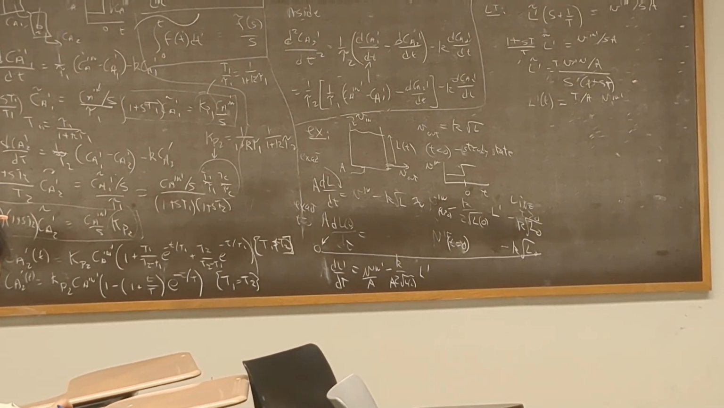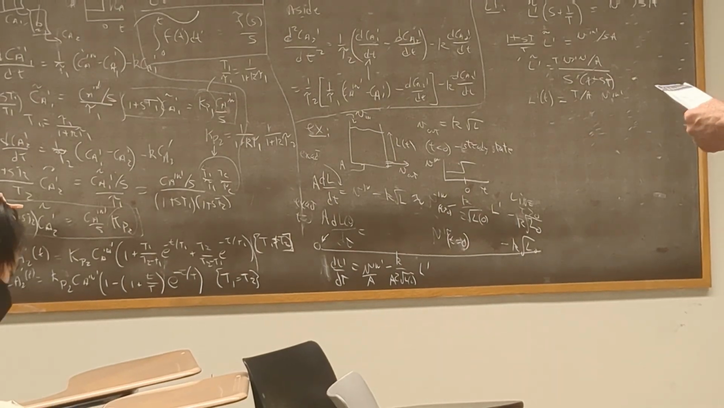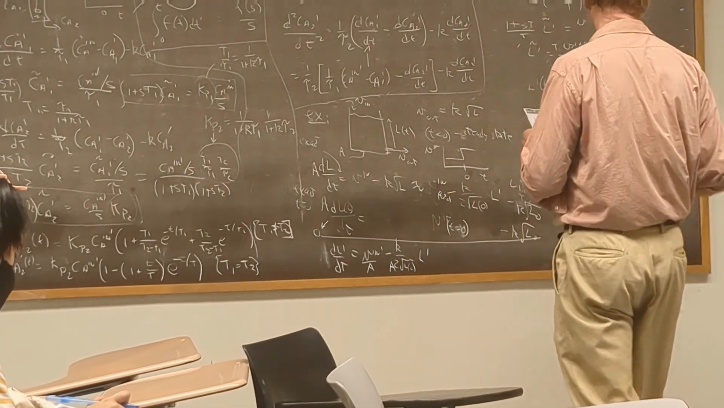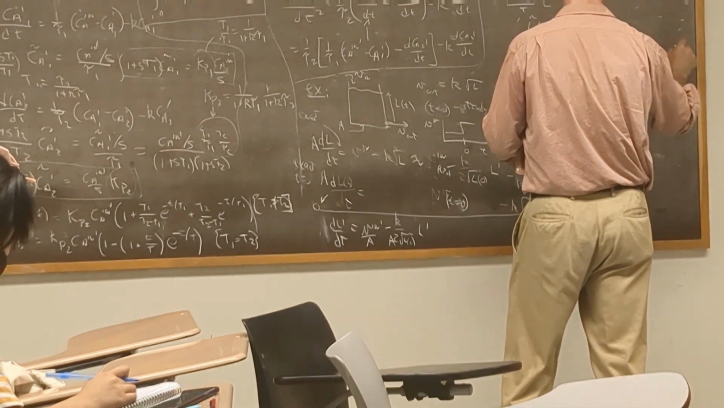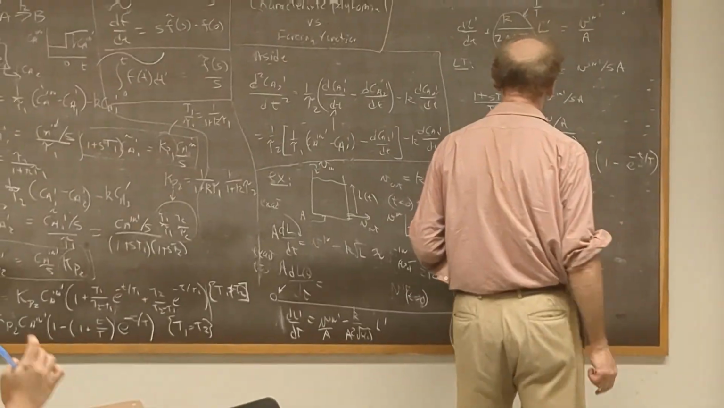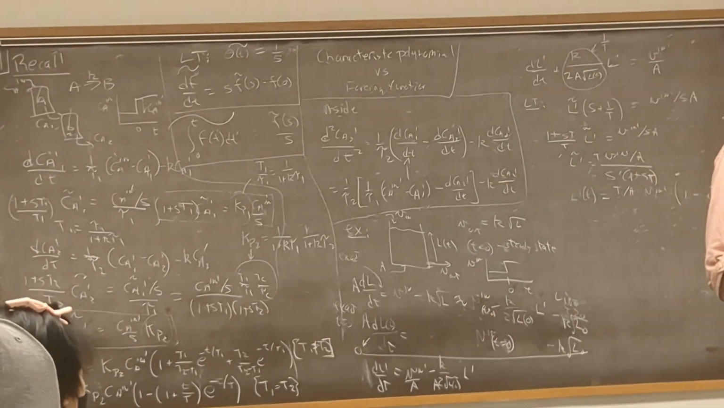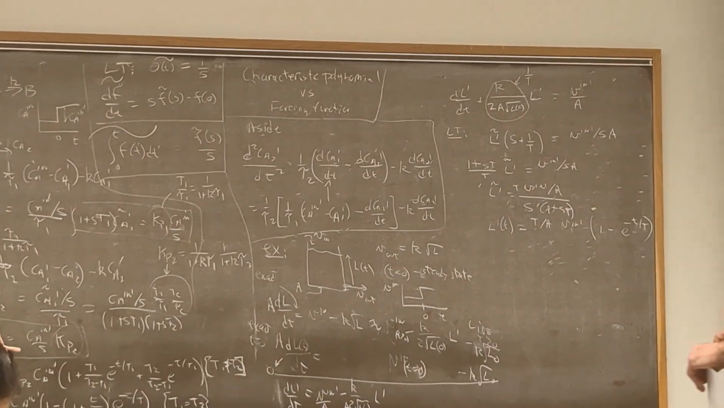Line 5 for a equals 0. So in line 5 for a equals 0, I just get 1 minus e to the minus t over tau. So I got that right away. And what is that? We can plot that.